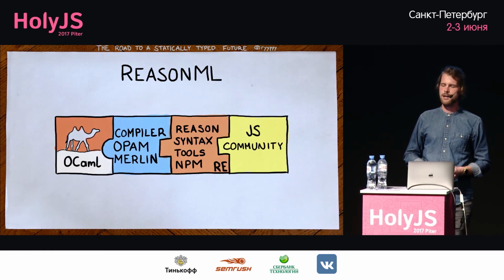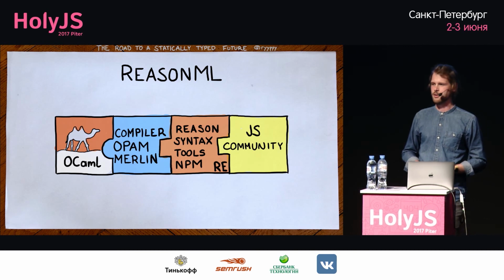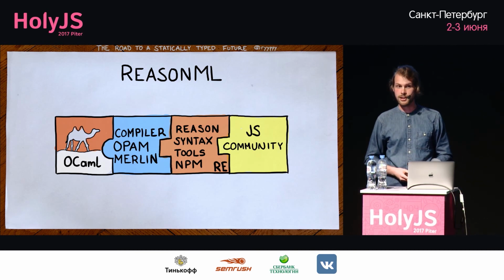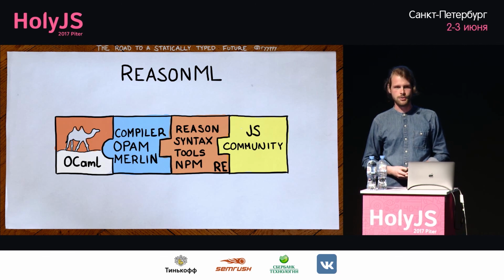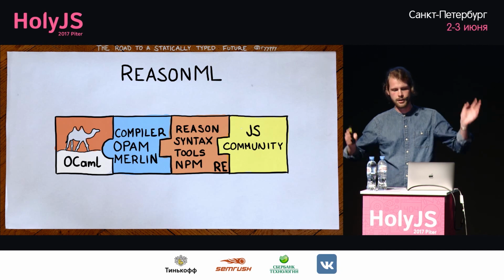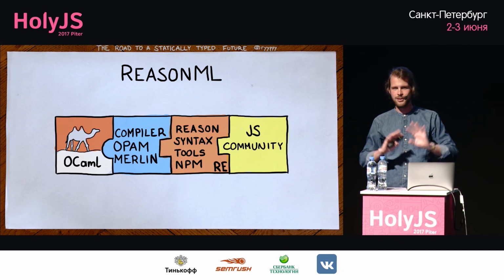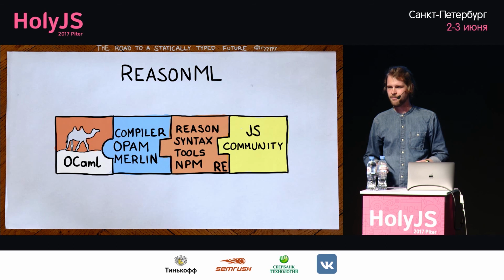ReasonML is based on OCaml, and OCaml is a very old language. If you know it, it's approximately 20 years old, and it's also based on a Hindley-Milner type system algorithm kind of thing. I'm not a super type system scientist, I'm very practical, but it's very similar to how Haskell does the type inference.